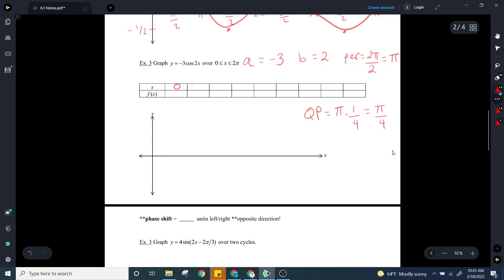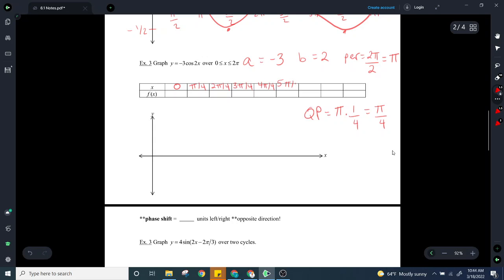So 0 plus pi over 4 puts me at pi over 4. Add pi over 4 again, the next one is 2 pi over 4. Add pi over 4 again, the next one is 3 pi over 4. Add pi over 4 again, that puts me at 4 pi over 4. So that would be one cycle. You see what I mean by don't reduce when you're making the table? I think it's easiest if you just leave them unsimplified. So that would be one cycle, 0 to pi, right? 4 pi over 4. Let's keep going.